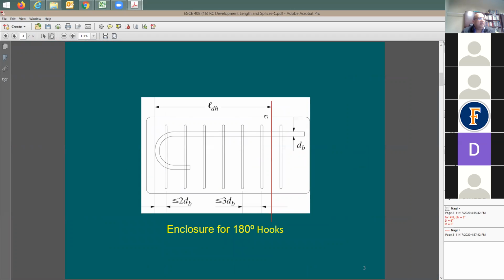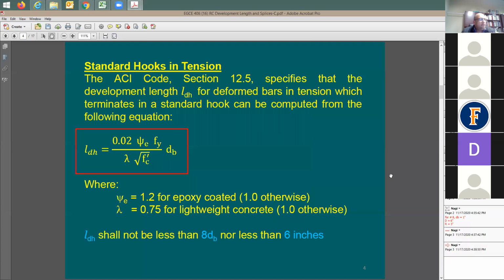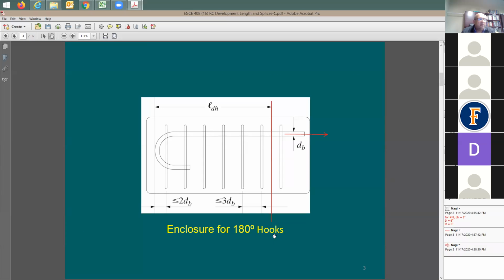So this can be the critical section, and this can be LDH. You can do here 180, or you can do 90. Now, do you have ties? If you have ties, this is going to be a different discussion, right? Because ties can provide confinement. You guys remember the term confinement, which means concrete is going to be stronger. So transferring the force from the rebar to the concrete is going to be easier. Just imagine that you have tension force here, right? When you have confinement, the concrete strength and the bond between the steel and the concrete is going to be higher, and in this case, you may end up with a smaller hook length. We call this the enclosed 180-degree hook.